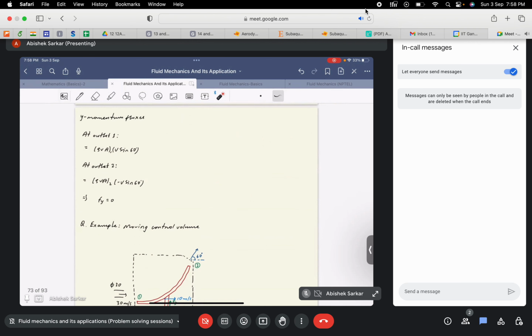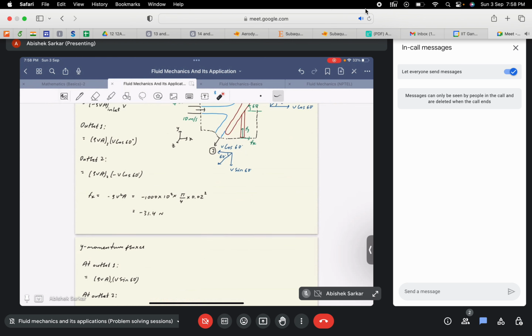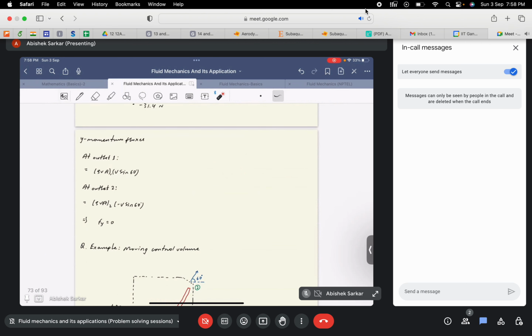At outlet two, the momentum flux term will be positive because the area vector and the velocity vector are along the same direction. But the velocity component along the y direction is along the negative y axis, so there will be a minus sign here. So it will be minus V sin 60 degrees. The net momentum flux at outlet two would be minus rho V squared A sin 60 degrees. If we add both of them, the net force along the y direction would be zero.